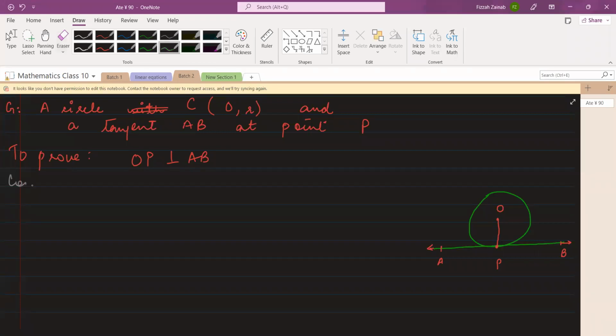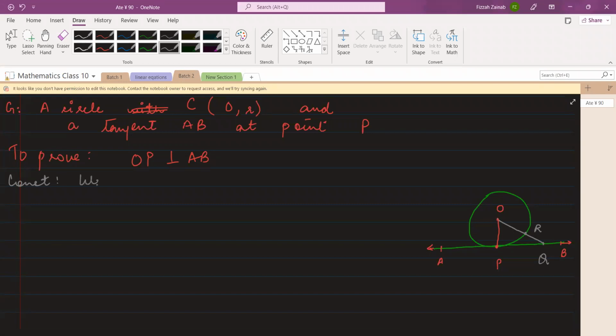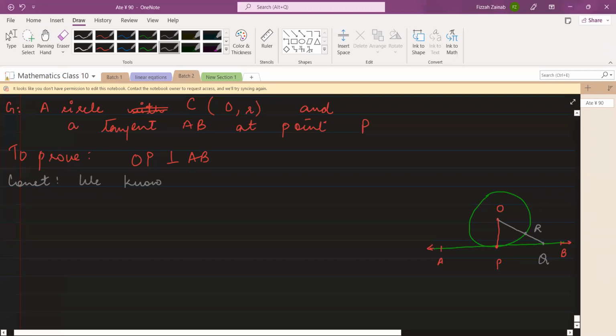Okay, so you do one construction before it. Take any point. I take any point Q, let's say. You can take it very close also, no issue. And then join it, OQ. And this point, I am giving it some name. Let me give it R. So I think you should write the concept which we are using.